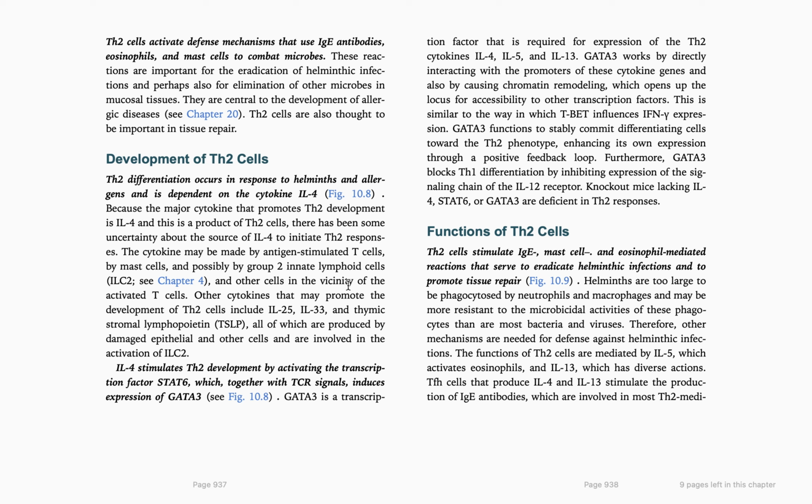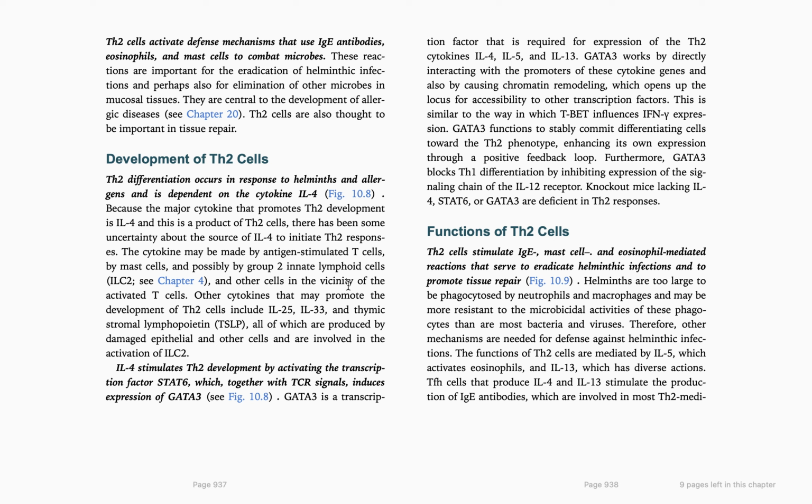GATA3 functions to stably commit differentiated cells toward the T helper 2 phenotype, enhancing its own expression through a positive feedback loop. Furthermore, GATA3 blocks T helper 1 differentiation by inhibiting expression of the signaling chain of the interleukin 12 receptor. Knockout mice lacking interleukin 4, STAT6, and GATA3 are deficient in T helper 2 response. So that's the important concept.